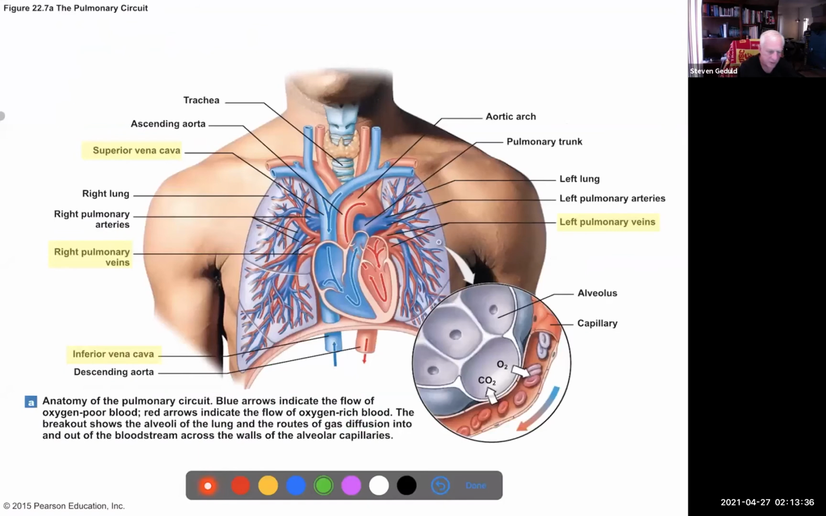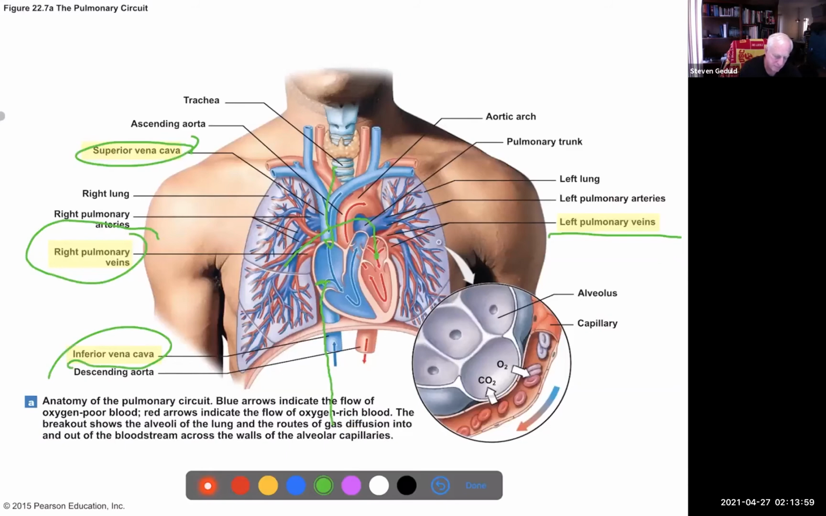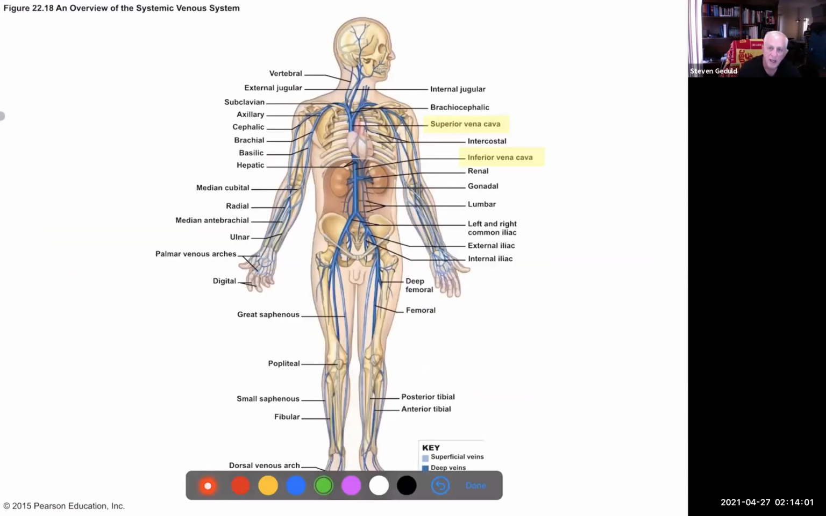So here's your superior vena cava draining into the top of the right atrium. This is your inferior vena cava, which drains into the bottom of the right atrium. These are your pulmonary veins, which bring blood back into the left atrium. These are the left and right pulmonary veins. The inferior vena cava drains from below the diaphragm. The superior vena cava drains from above the diaphragm.